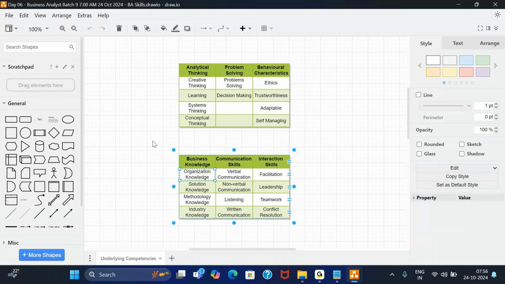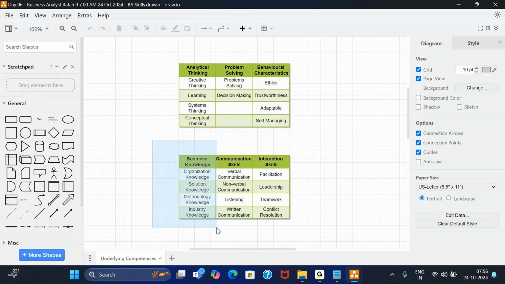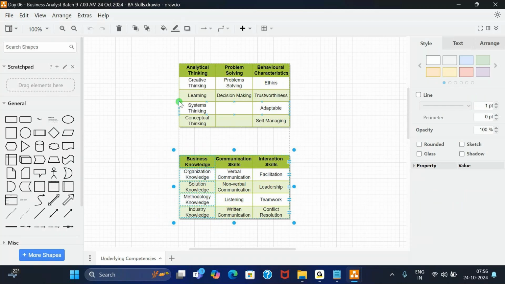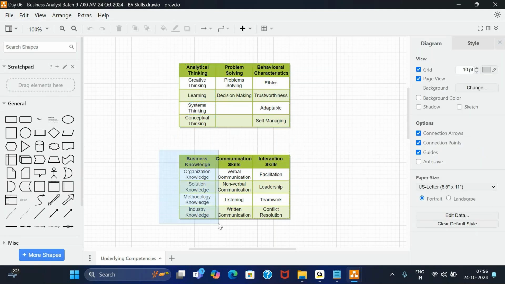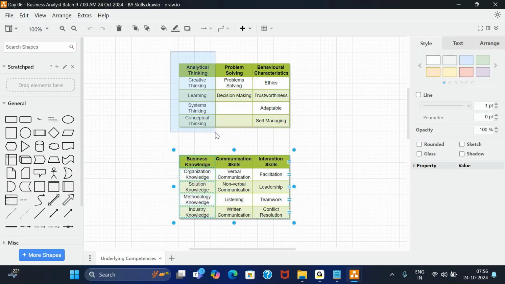So this business knowledge will help me analyze data accurately. Without knowledge, you cannot do any analysis. Once you have appropriate knowledge, only then can you do this analysis part as well.